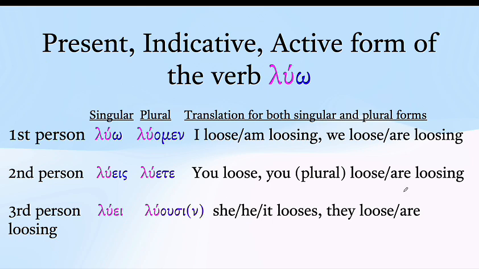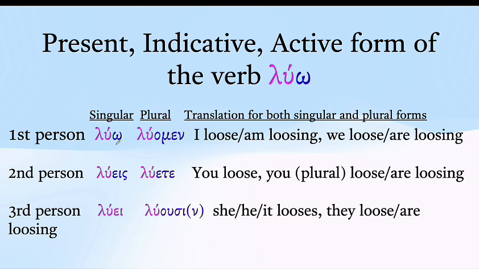So the first person, luo, I loose, I am loosing. The plural, luomen, we loose, we are loosing. And second person, lueis, you singular loose. Luete, you plural loose or are loosing. Luei, he, she, it looses. Luosin, they loose, plural.